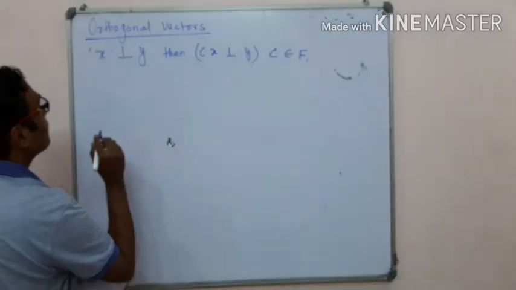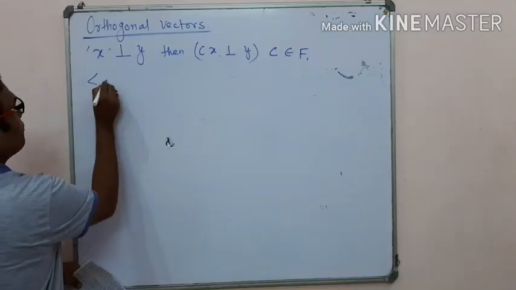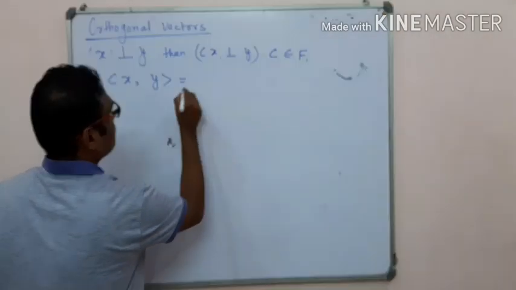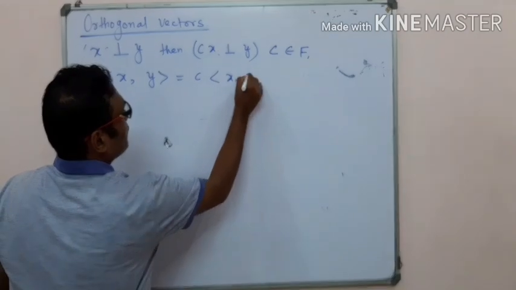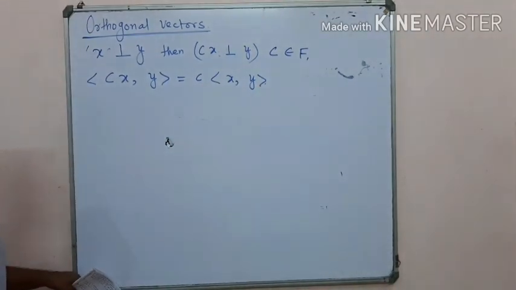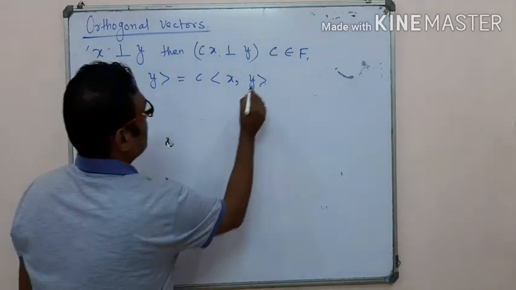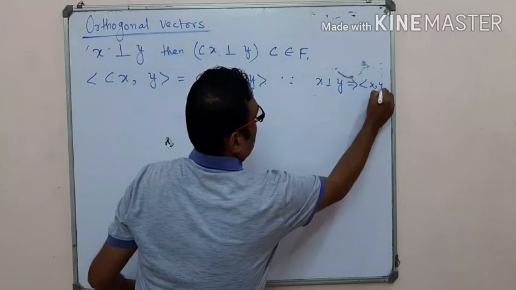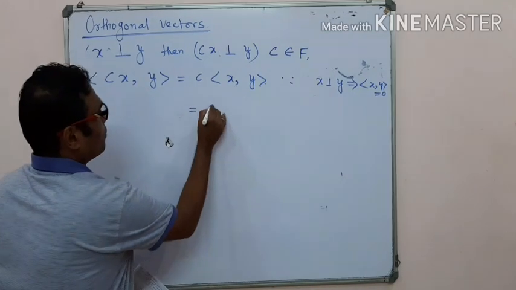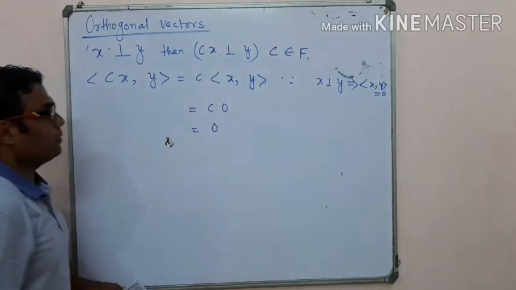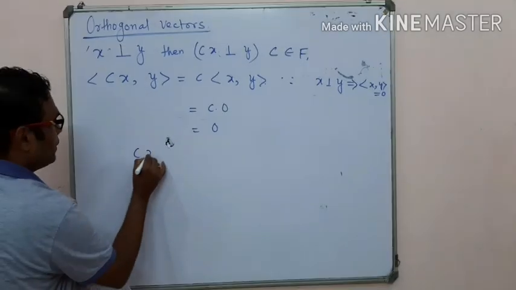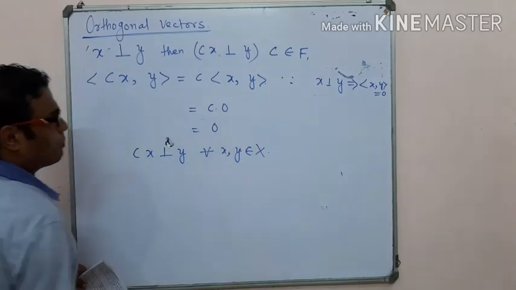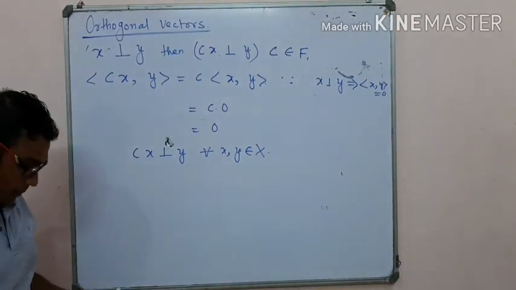So the proof of this theorem: the inner product of Cx with y, by the linearity property, is equal to C times the inner product of x comma y. Since we are given that x is perpendicular to y, the inner product of x comma y is 0. So this is equal to C into 0, that is equal to 0. So you can say that Cx is perpendicular to y for all x, y belonging to the inner product space X and C any scalar.